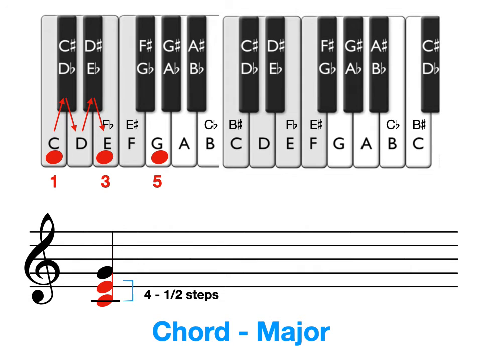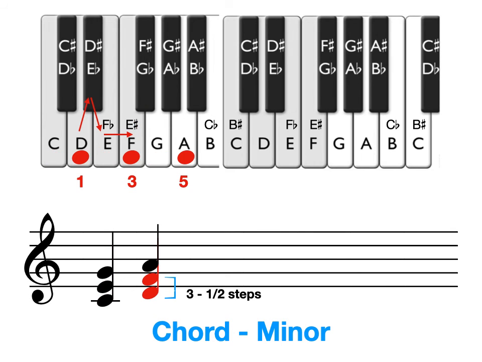Okay. Now between the third and the fifth, we have E, F, F sharp, G. So that's 1, 2, 3, 4 keys. 3 half steps. So a major chord is made up of a major third between the root and the third, and a minor third between the third and the fifth. Okay. Now a minor chord has the reverse. It has the smaller distance between the root and the third, and the larger distance between the third and the fifth.